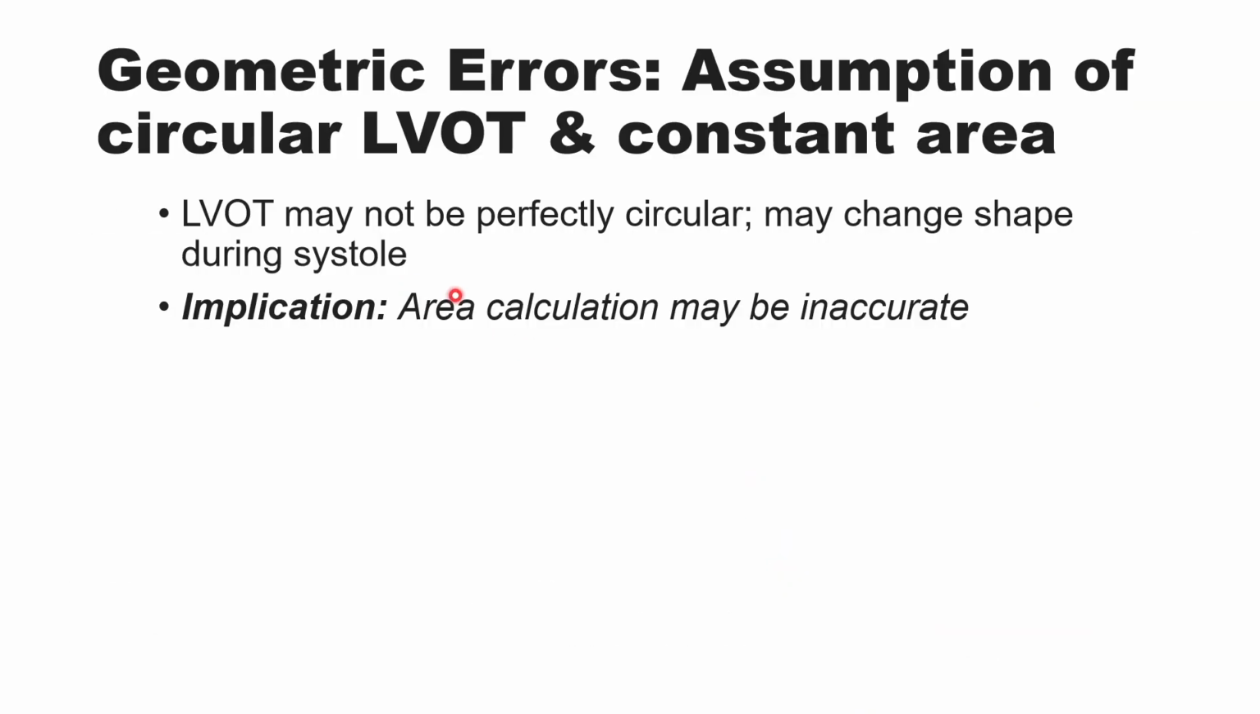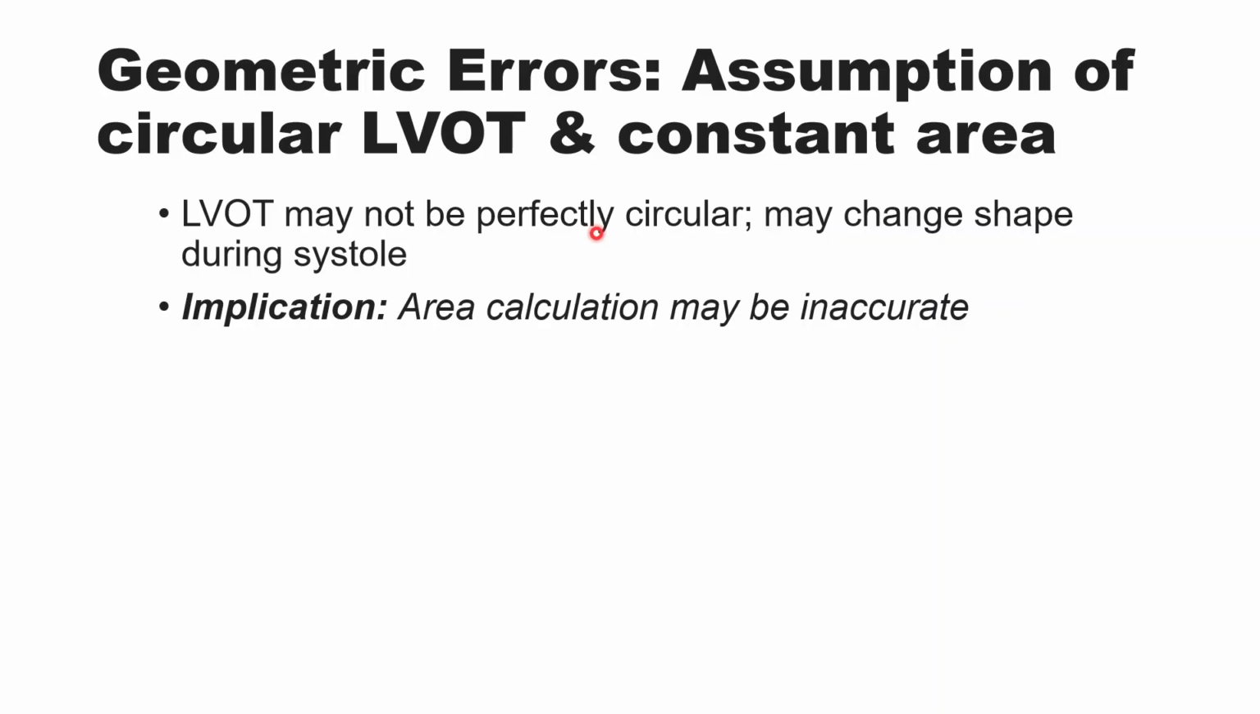Let's talk about the geometric errors or assumption of circular LVOT and constant area. What does it mean? As we have shown you in some animations and clips, we are assuming the left ventricular outflow tract is like a cylinder. But in reality, some people may have a conical type of left ventricular outflow tract.